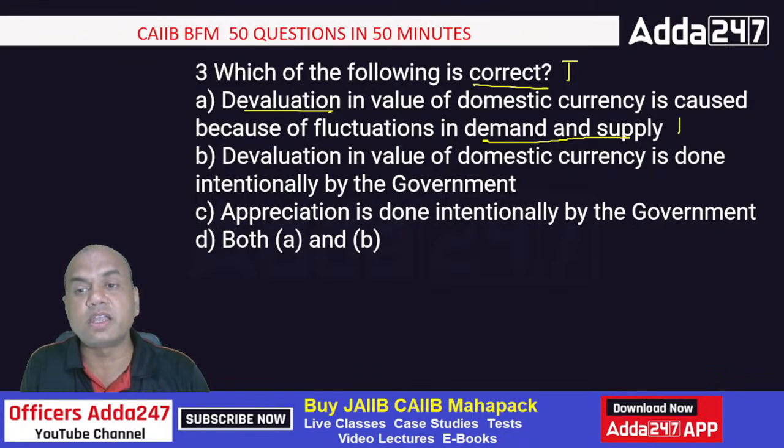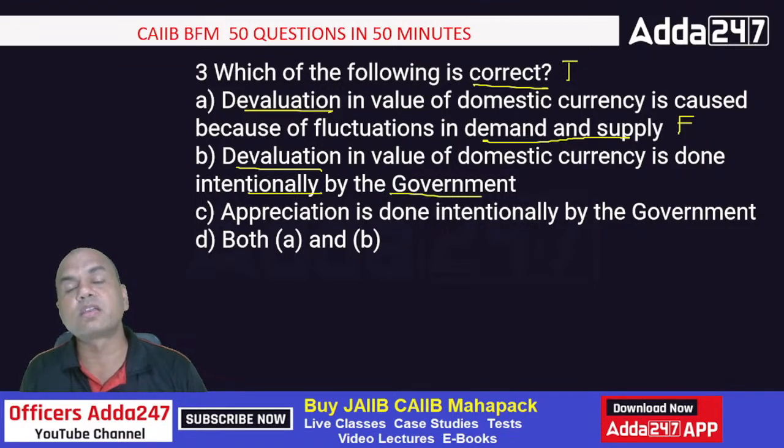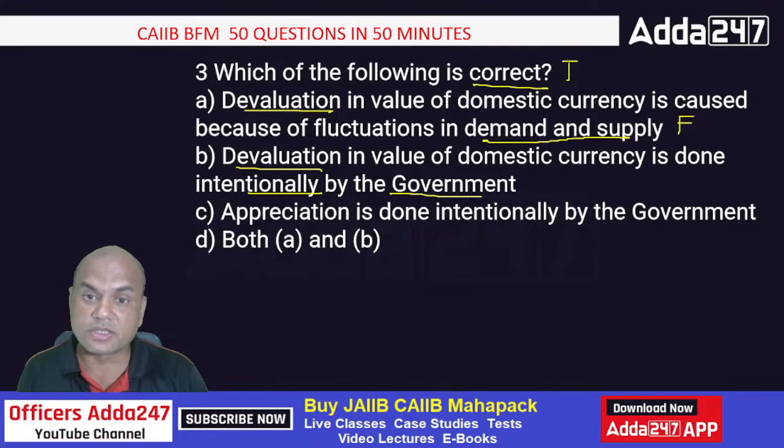This is false, right? Because devaluation is done by whom? Government. Revaluation, devaluation, isn't it? Devaluation in the value of the domestic currency is done intentionally by the government. Look at this word, devaluation, and intentionally by the government. So government is interfering over here. So is this true? Yes, it is true, because government interference is there.